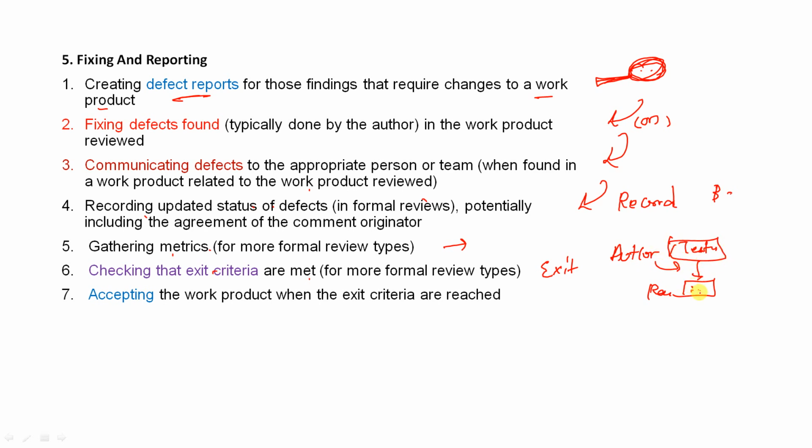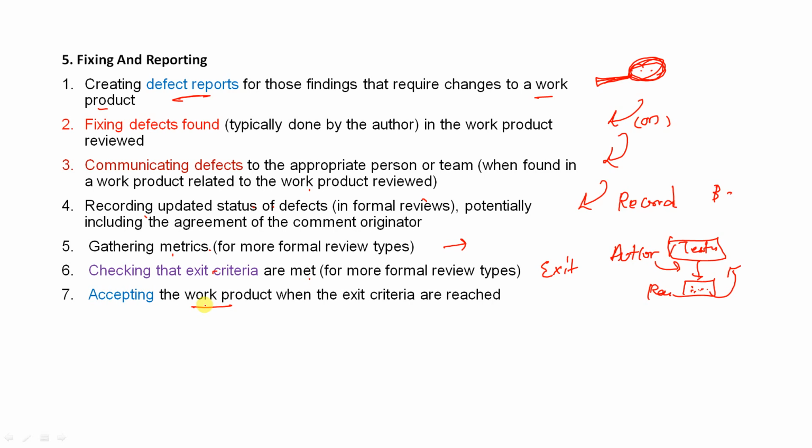Again, after reviewing, he is giving the review comments, and he'll send them back to the author. That time also you have to check for the exit criteria. So exit criteria are defined for the levels as well. Accepting the work product when the exit criteria are reached. The work product may be the test case, sometimes the architecture design, sometimes the code, or sometimes the software. So it has to be checked.